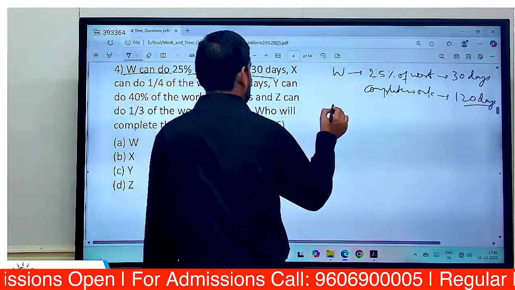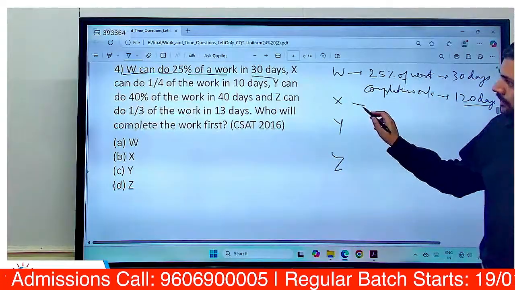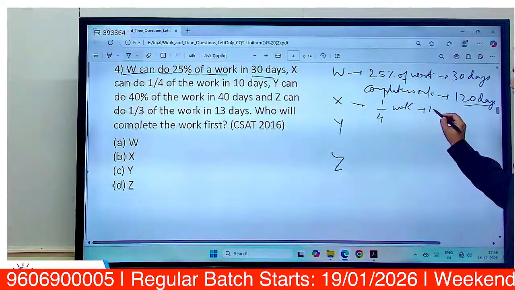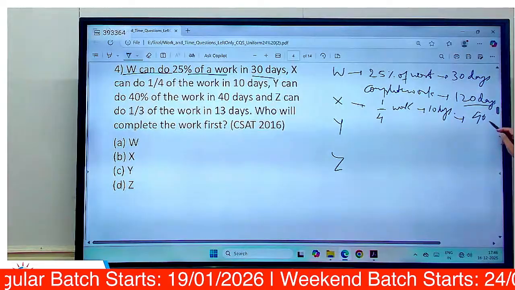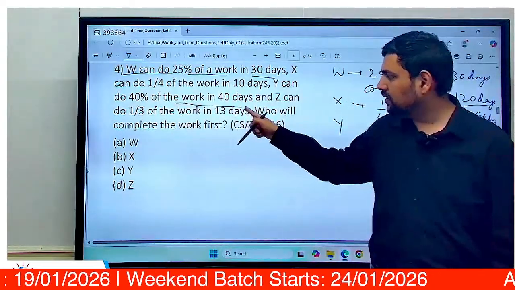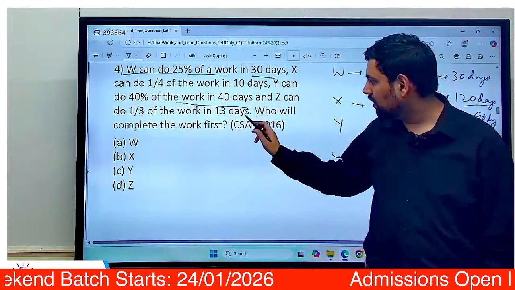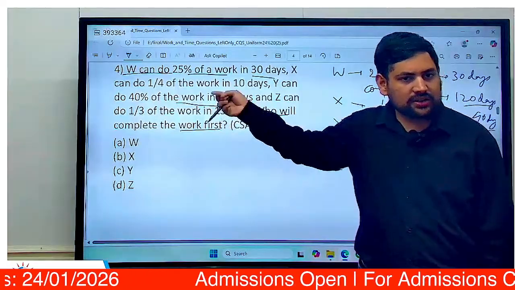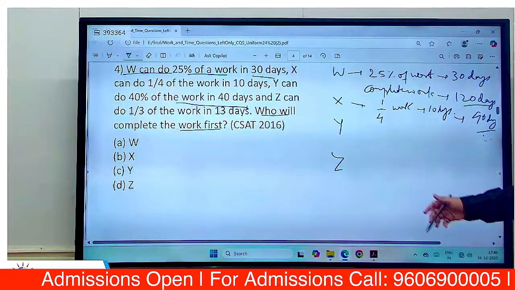Similarly, find out for X, Y, and Z also. X is doing again 1/4 of work in 10 days. So from this you can get again 40 days. Then similarly, Y can do 40% of the work in 40 days. Correct. So it will be something more than 40 days. Ultimately, what do you want? Who will complete the work first? So you don't even need to calculate Y, because it will be more than what X is taking. So ignore Y. Then come to Z.